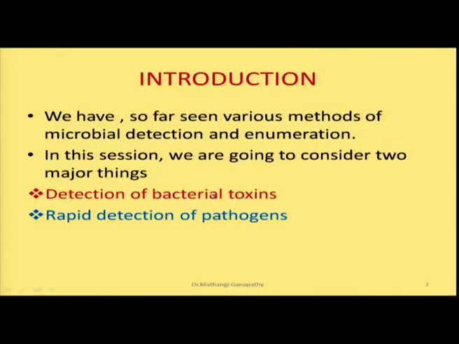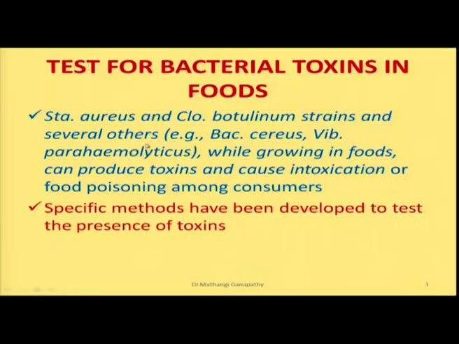Because so far whatever methods we saw were to detect the presence of the microbe, the living organism. But here we are going to talk about how to detect the presence of bacterial toxins, and which are the rapid methods, how fast can we detect the presence of the microbes, and what methods can be used for that. Test for the bacterial toxins in the food.